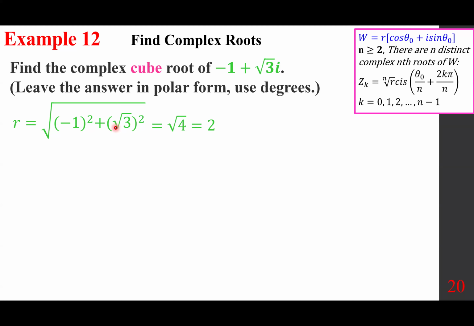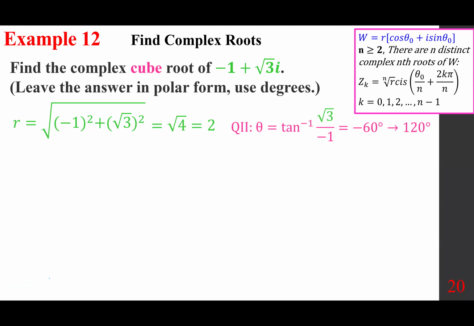Now theta is tan inverse of y over x, tan inverse of square root of 3 over negative 1. And by the way, x is negative and y is positive, which takes us to the second quadrant. So this is tan inverse of minus square root of 3. Remember, for square root of 3 it would be positive 60 degrees; for negative, it would be negative 60 degrees. And we want to go to quadrant 2, so we are going to add 180.